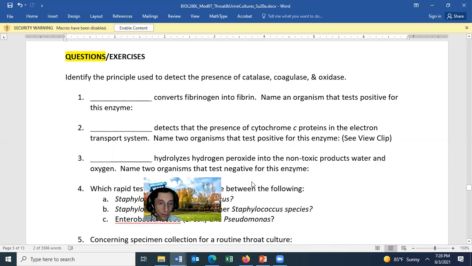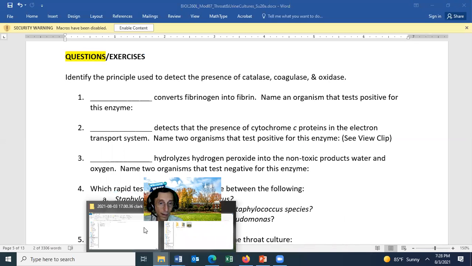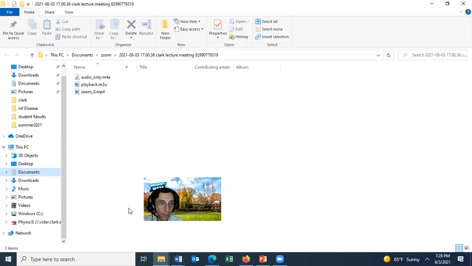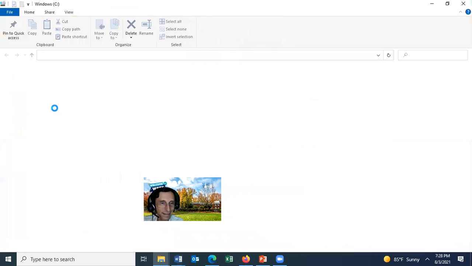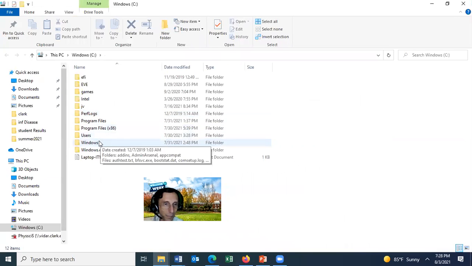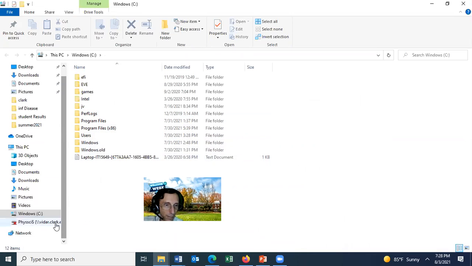Remember, when you're working on your questions, don't work on them in the lab module. Work on them in the lab worksheet, which I'm trying to show you here.